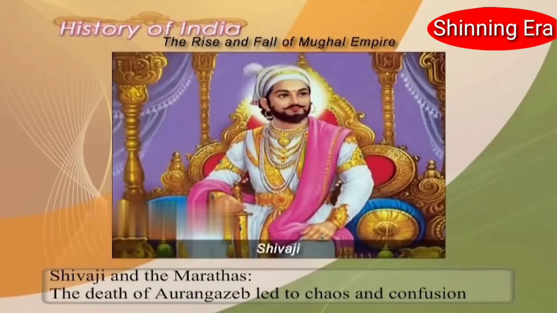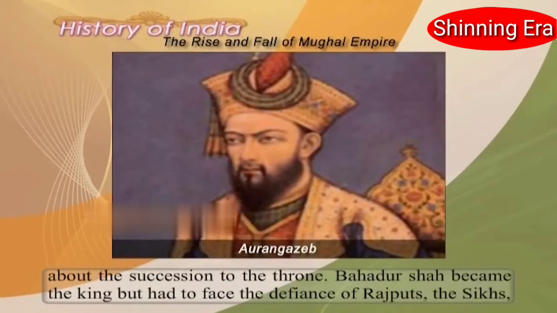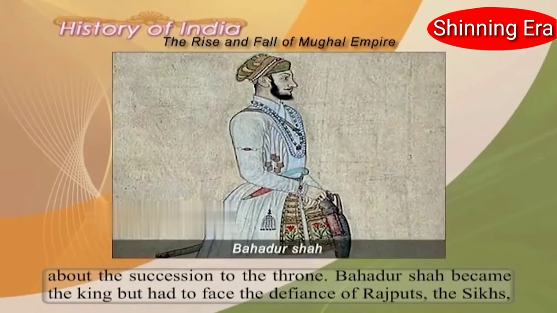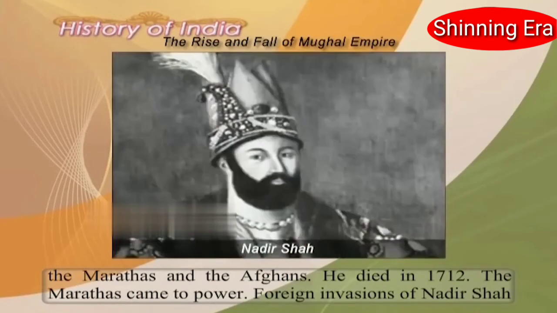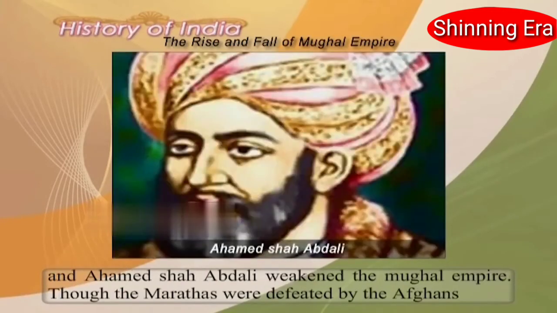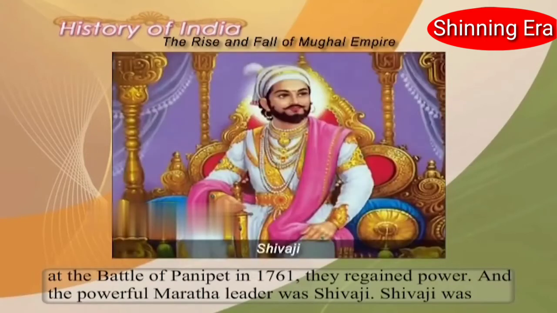Shivaji and the Marathas. The death of Aurangzeb led to chaos and confusion about the succession to the throne. Bahadur Shah became the king but had to face the defiance of the Rajputs, the Sikhs, the Marathas and the Afghans. He died in 1712. The Marathas came to power. Foreign invasions of Nadir Shah and Ahmad Shah Abdali weakened the Mughal Empire. Though the Marathas were defeated by the Afghans at the Battle of Panipat in 1761, they regained power, and the powerful Maratha leader was Shivaji.